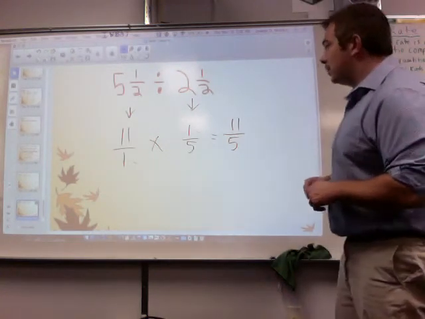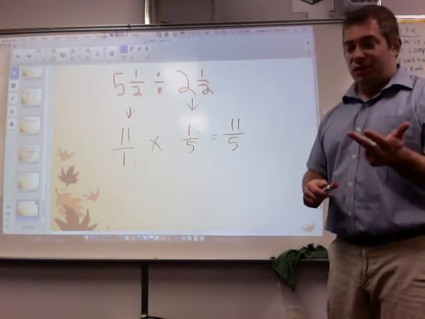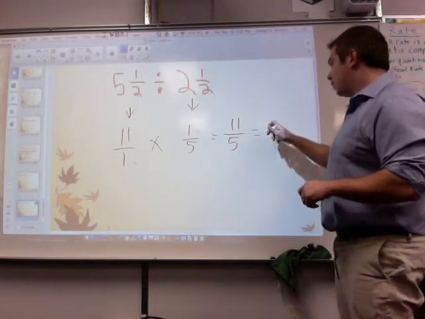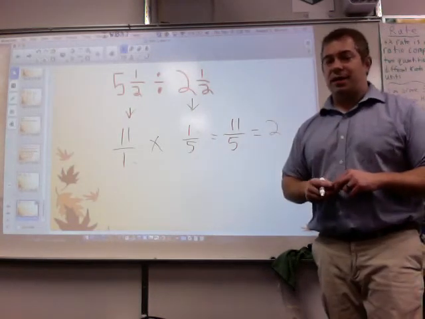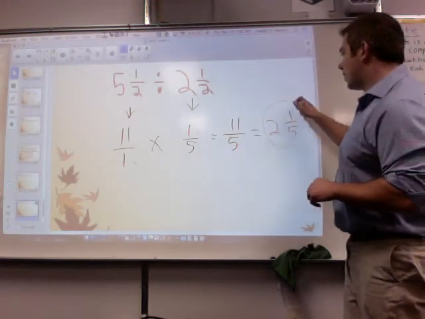So let's turn it back into a mixed number. 5 goes into 11, 5, 10, 15's too far, so it only goes in twice. All right, got up to 10, and 10 is 1 away from 11. So 2 and 1/5 is your answer.